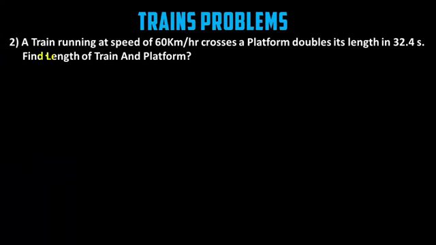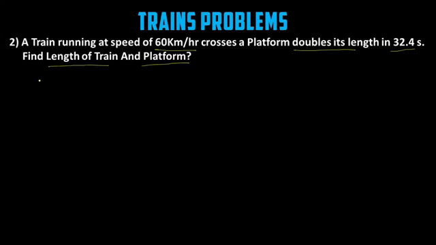Now second question is a train running at the speed of 60 km per hour crosses a platform double its length in 32.4 seconds. And we have to find the length of the train and the length of platform.